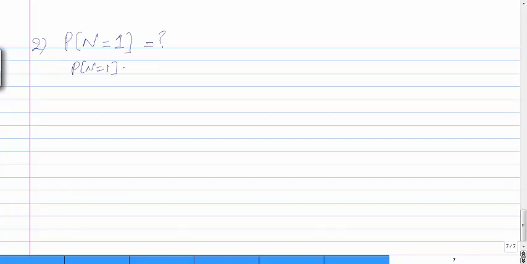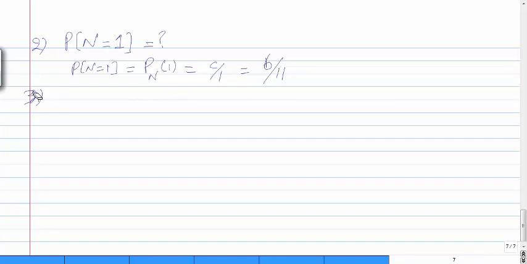Now we move to the next part. It says calculate, find the probability that capital N is equal to 1. Now for this one, we use again the definition of PMF. N equal to 1 means this is the PMF of N at 1. So in case of 1, it becomes C by 1, and we know the value of C is 6 by 11, so it becomes 6 divided by 11.